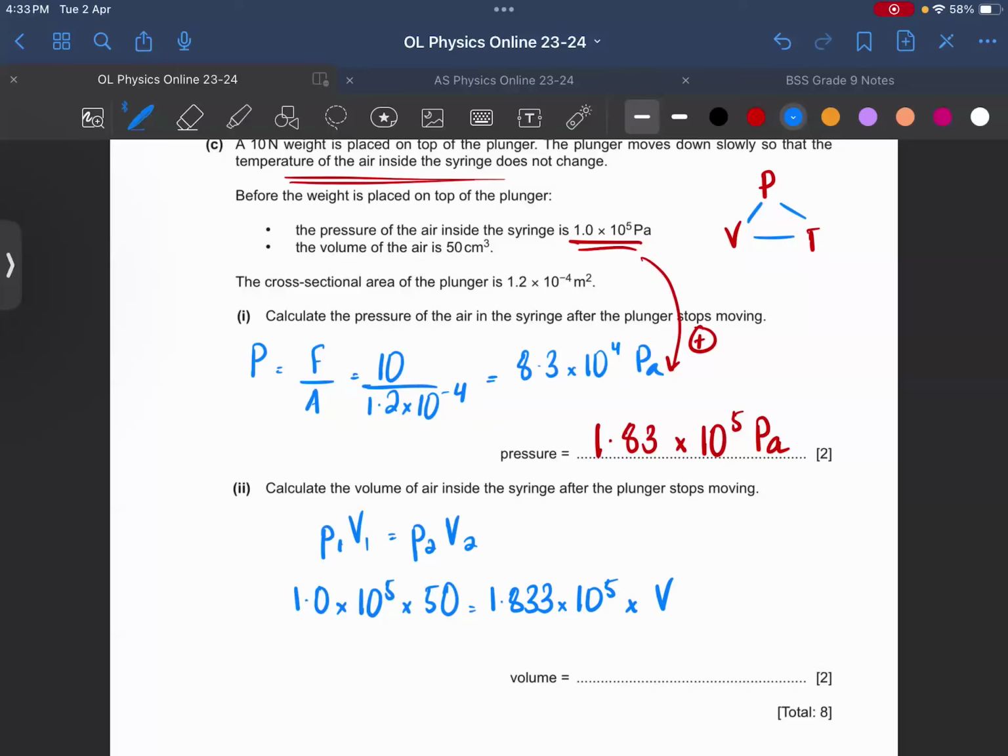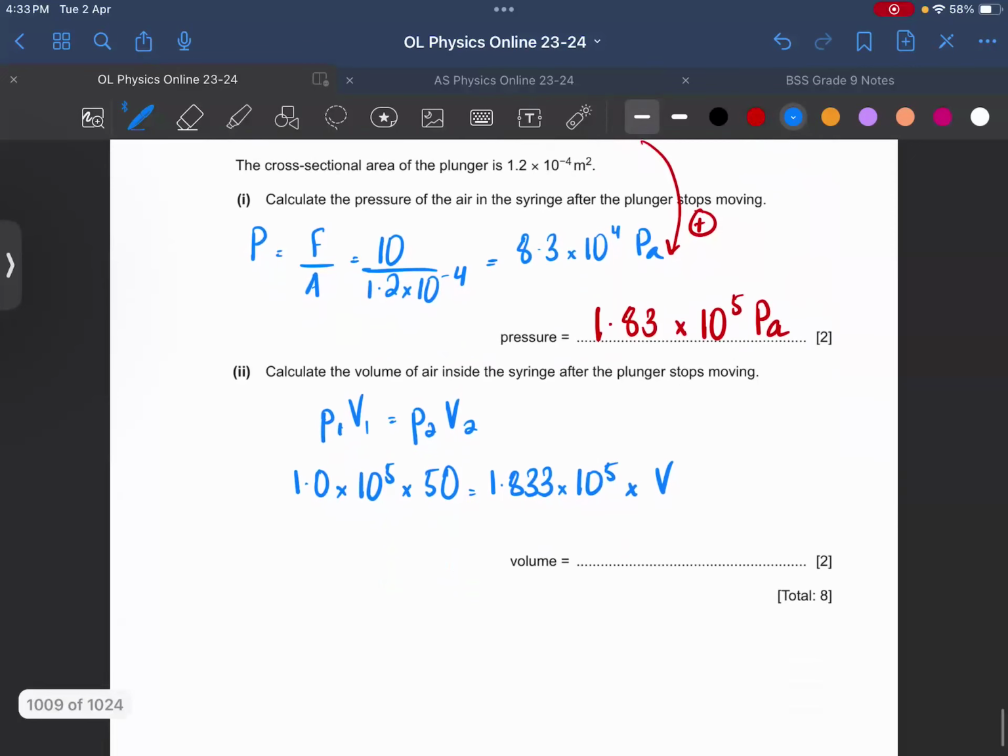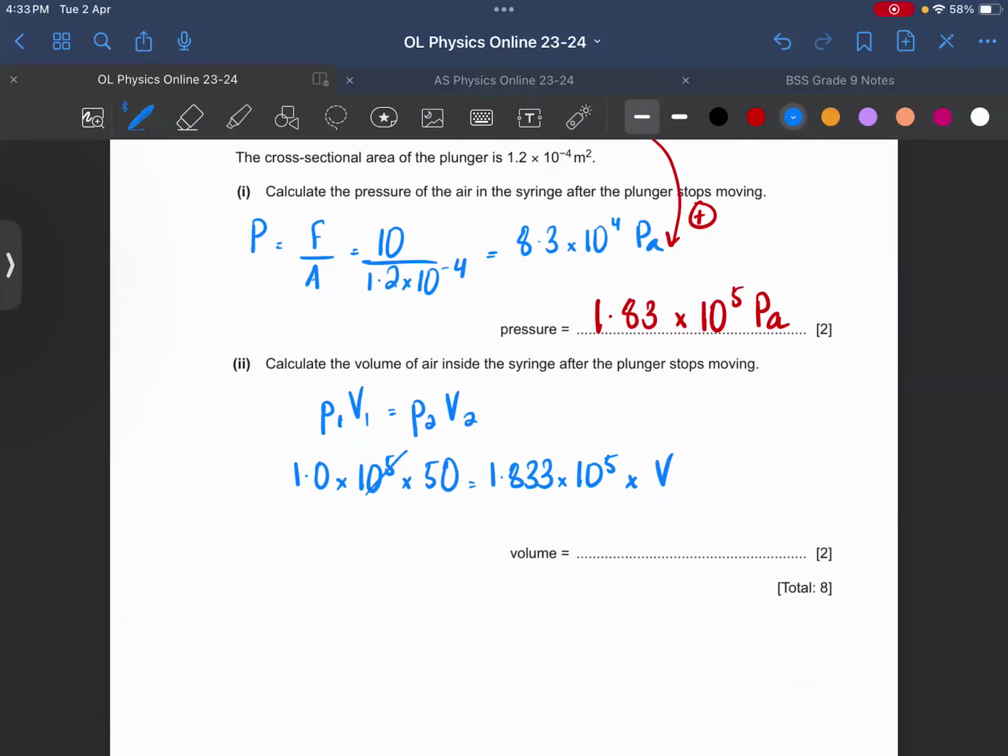Okay? Now you just make V the subject. 10 to the 5 I can see cancel anyway. So 50 over this 1.833. Yes, 27.27. So 27.3 cm cube. All right, 3SF again.